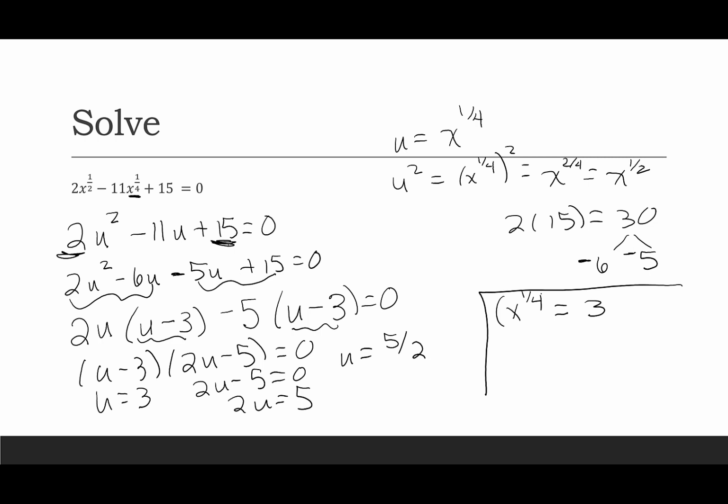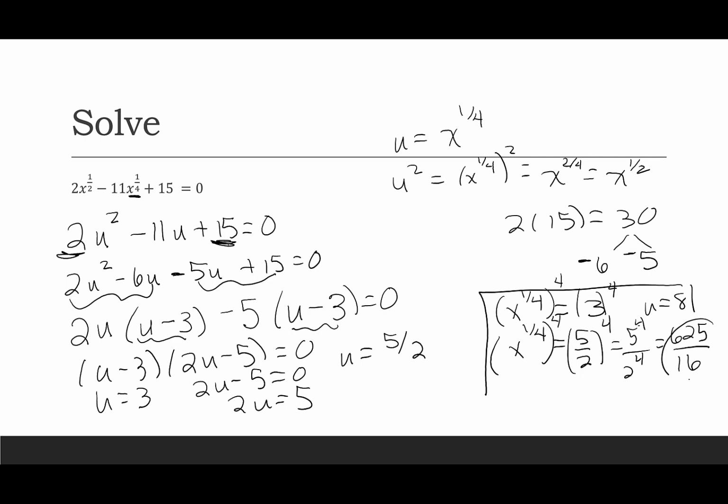How do I find x? I raise both sides to the 4th power. We're always kind of doing the opposite. So 3 to the 4th is 81. There's one of my answers. The other thing I have is that x to the 1/4 is equal to 5 over 2. Again, I'm going to raise that to the 4th power. I do want to separate that. I want to make that 5 to the 4th over 2 to the 4th. So 5 to the 4th is 625, 2 to the 4th is 16. So here are my two solutions to this equation.